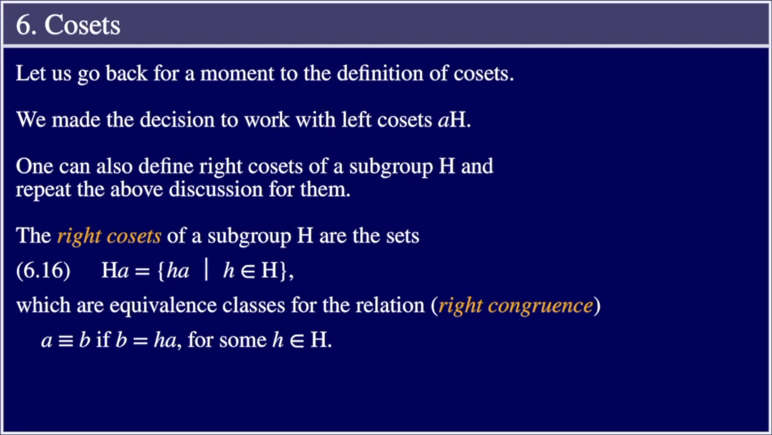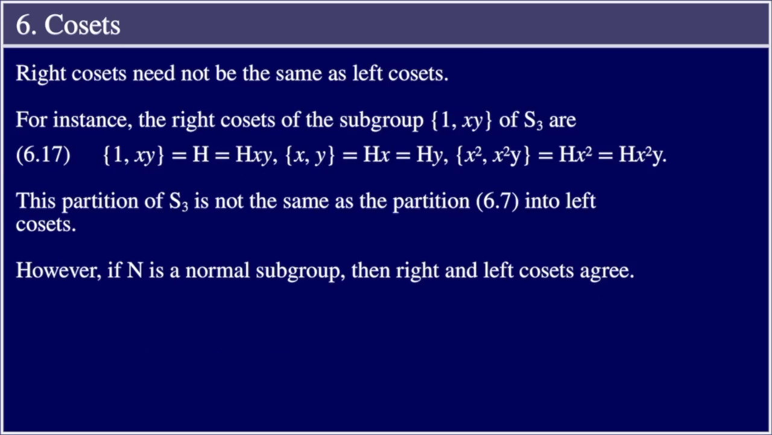Let us go back for a moment to the definition of cosets. We made the decision to work with left cosets aH. One can also define right cosets of a subgroup H and repeat the above discussion for them. The right cosets of a subgroup H are the sets 6.16. Ha equals the set {ha such that h is a member of H}, which are equivalence classes for the relation, right congruence: a is congruent to b if b equals ha for some h a member of H. Right cosets need not be the same as left cosets.